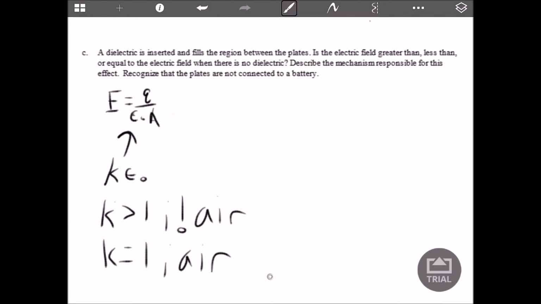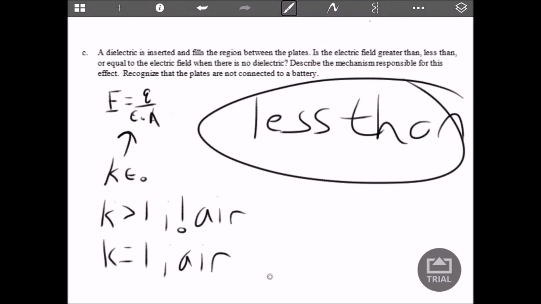And so we know that in a dielectric, the denominator will always be greater than the denominator when you have a vacuum. And so we can say that the electric field in a dielectric is less than the electric field without one because the permittivity increases in the denominator, causing a smaller E field value. And so the electric field is less than the electric field when there is no dielectric.